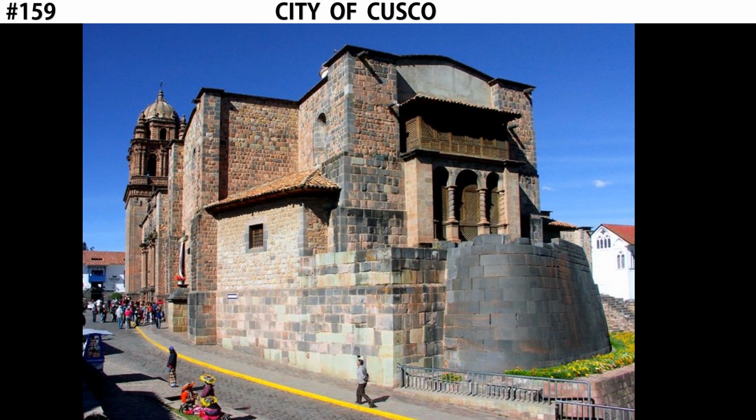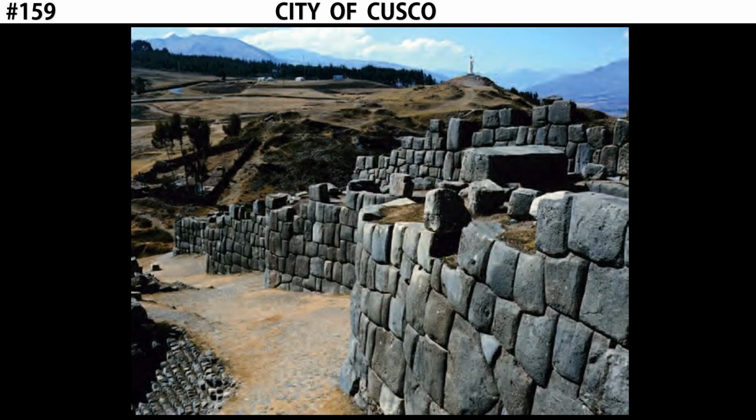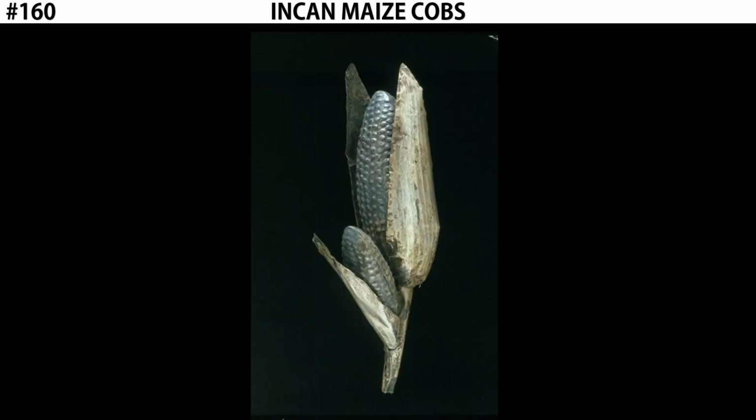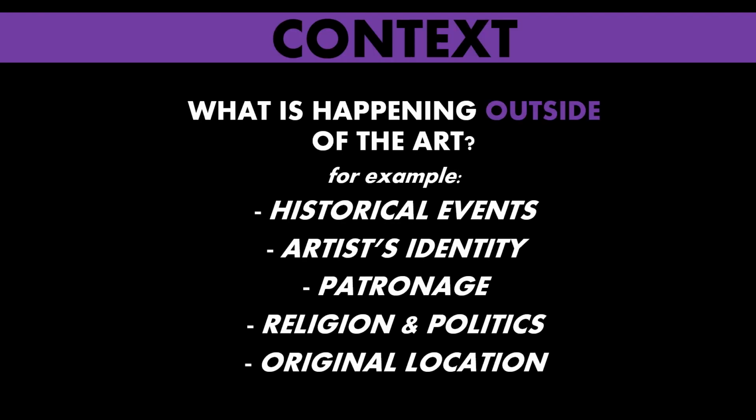Now, for the city of Cusco, we have a couple images on our image sheet. We have this photo of a temple, this shot of some stonework walls, a map of the city, and this sculpture of corn. Now let's start by talking about the context.